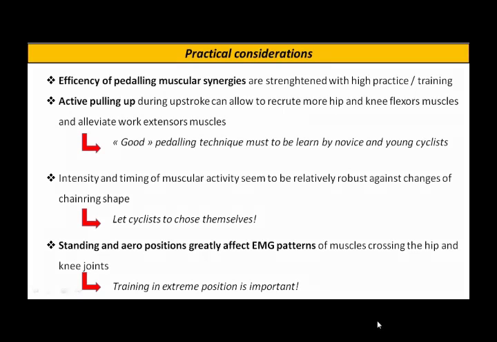The effect of the non-circular chainring seems, if there is an effect, to be a very little change. And to conclude, we need some future studies. In contrast, when cyclists use a standing position on a higher slope, the EMG activity is very modified. And if they want to be performant, cyclists must train in this extreme position to be more efficient.